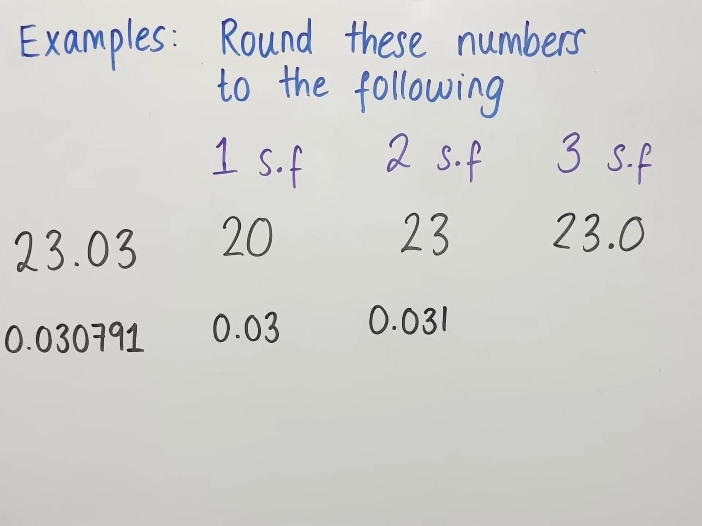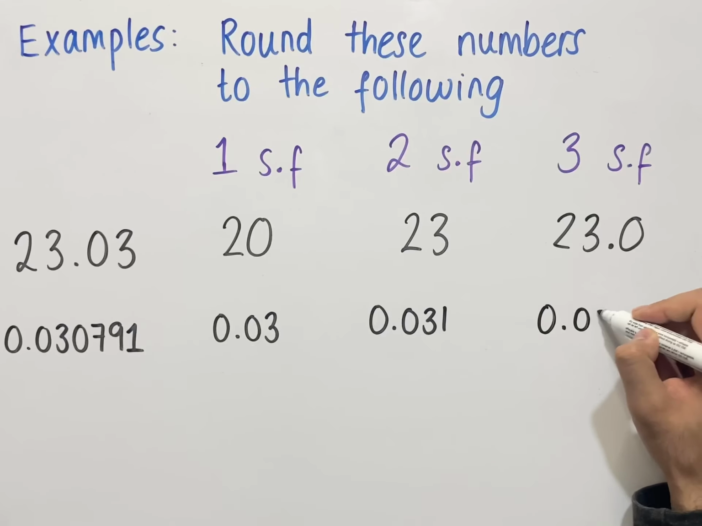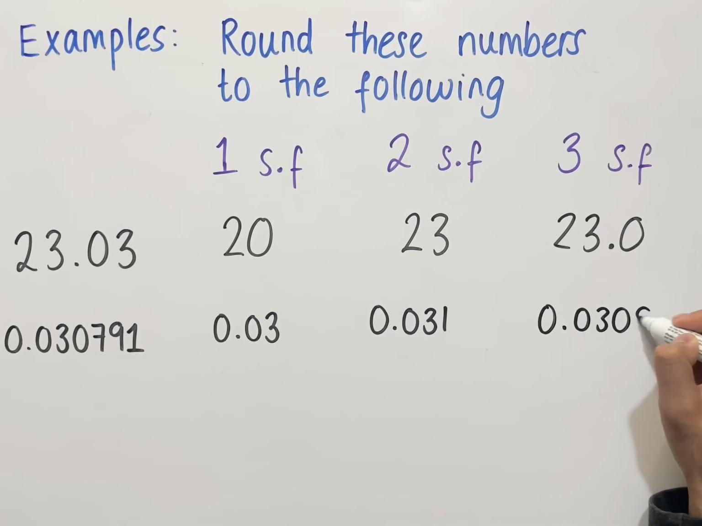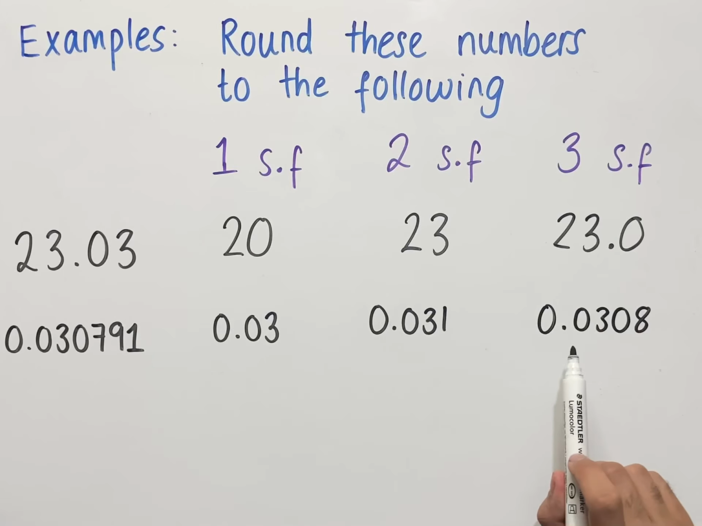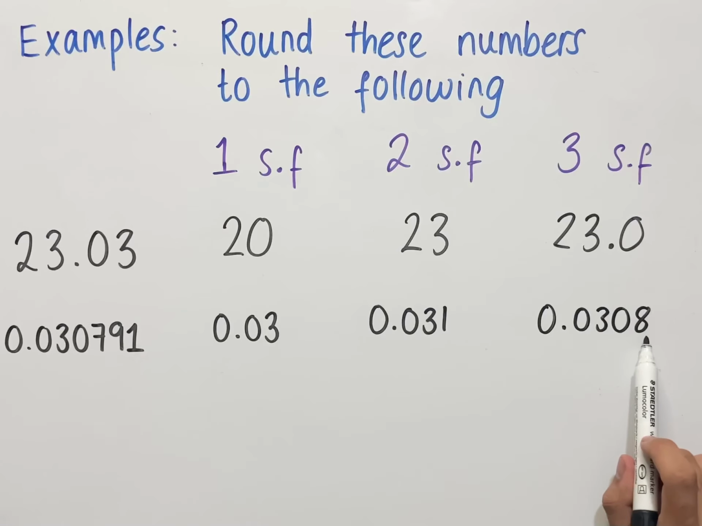Finally, to 3 significant figures, we need to look at the fourth significant figure in this number, so that's the 9. Since 9 is 5 or more, we round up, which means we add 1 to the previous significant figure, so add 1 to the 7, and so this number becomes 0.0308. And if we were to check this, the first significant figure is 3, the second significant figure is 0 here, the third significant figure is the 8.